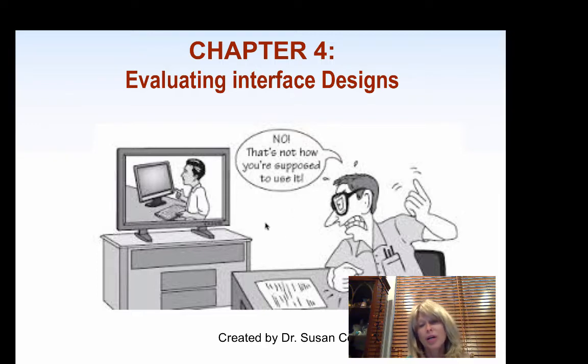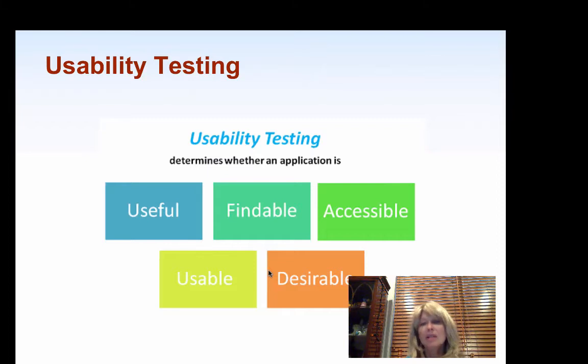critical. So here we have a guy watching somebody who's using the system, and he's the designer most likely, and he says, no, that's not how you're supposed to use it. That's a common thing that happens. So we want to look at usability testing. How do we test if the system is being used the way it is? And there are several ways that we can do this.